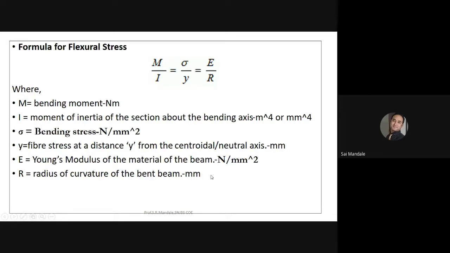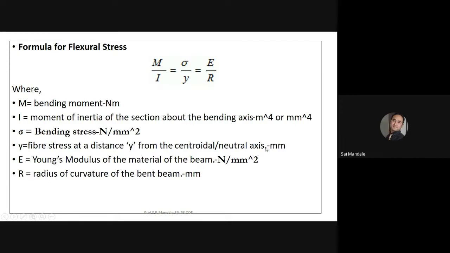Isn't it, Kalyani? Yes, sir. Kalyani, what is this y? Y is the fiber at a distance y from the what? The neutral axis. This is the neutral axis. That should be the neutral axis. So you missed something. So this is the y, the distance of any layer from the neutral axis, that is NA.